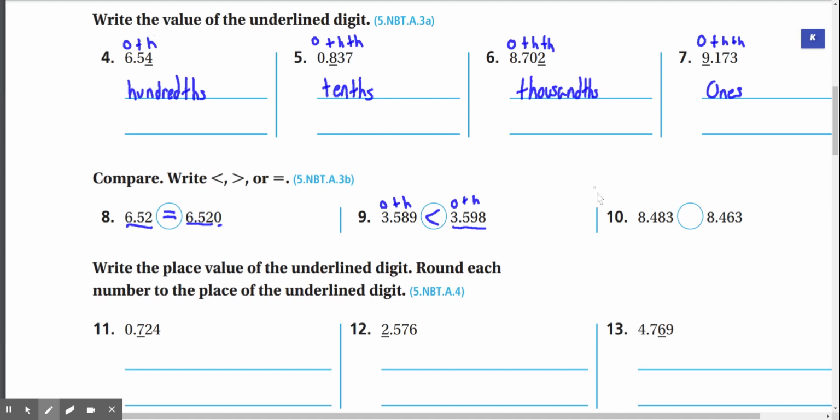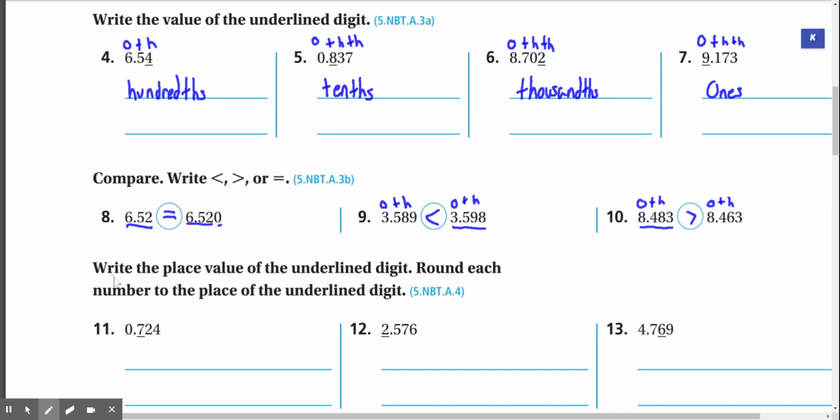Number 10, 8.483 and 8.463. We'll check the ones place, the numbers are the same. Check the tenths place, the numbers are the same. In the hundredths place, there are different numbers. We have an 8 and a 6. And which one is bigger? The 8 is bigger. So we know that 8.483 is greater than 8.463.